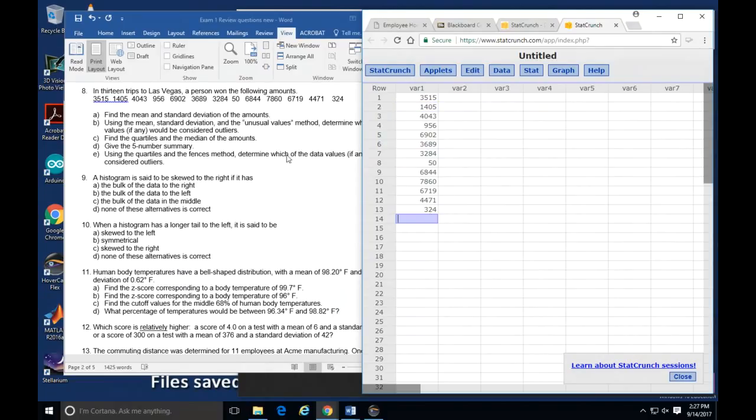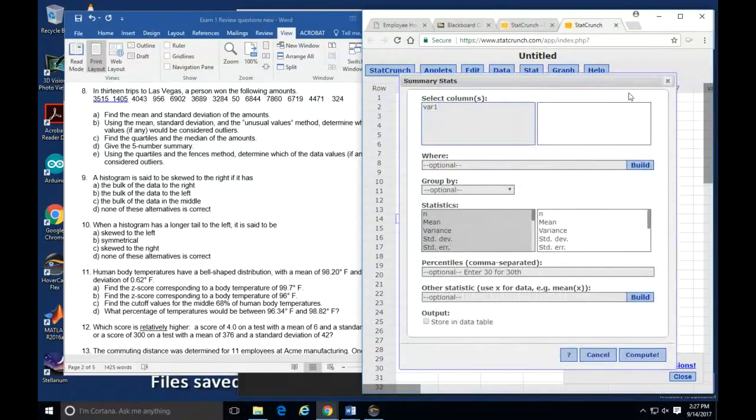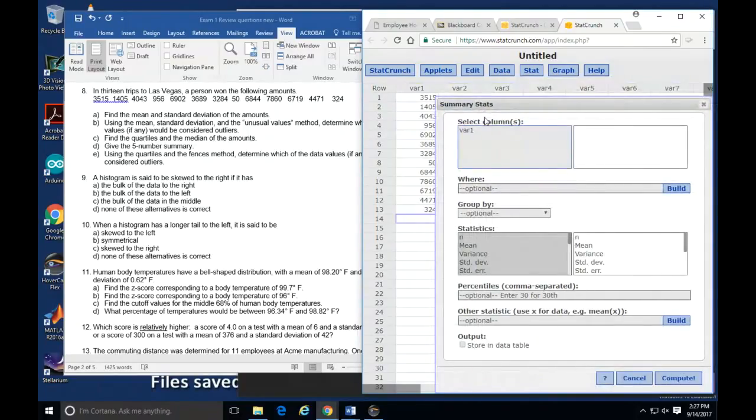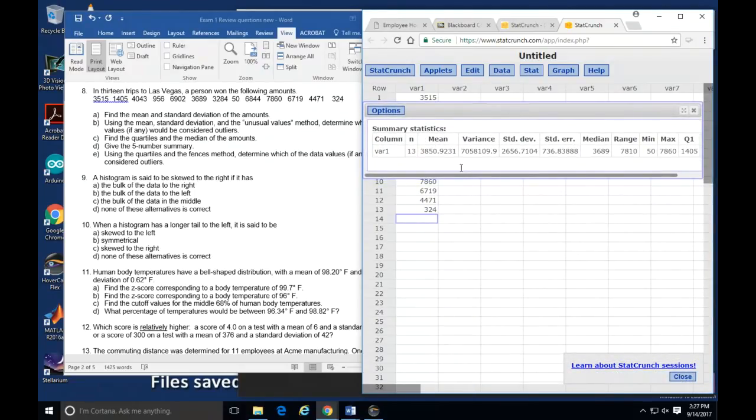Once I have all the numbers in there, it's asking me to find the mean and the standard deviation. The easy way to do this in StatCrunch is to do your summary stats. So it's the Stat button, then Summary Stats, and then Columns. I didn't name my column, so it's still just Var 1. If I just leave this, it's going to give me all of the basic information, including the mean and standard deviation. So I'm just going to click Compute at the bottom. Okay, so here's my mean. Here's my standard deviation.